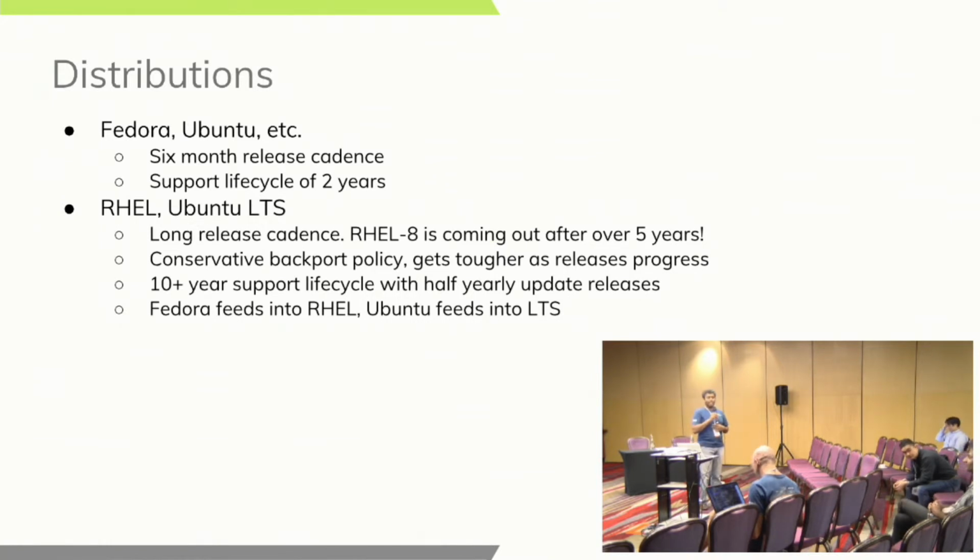So they tend to have a longer release cadence. RHEL 8, for example, is coming out after over 5 years. Before that, RHEL major releases were at a 3 year cadence, so that's a very long time. And they end up getting supported for 10 plus years. And they have a very, very conservative backport policy, especially when it comes to toolchains. Because of which it becomes very important to make sure that your upstreaming deadlines are met so that that support kind of lands in the server toolchain.